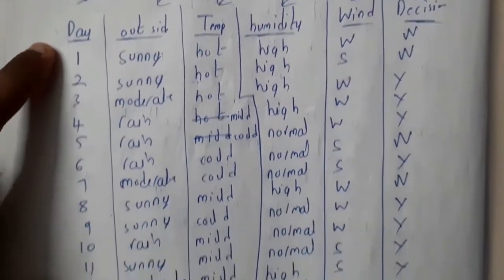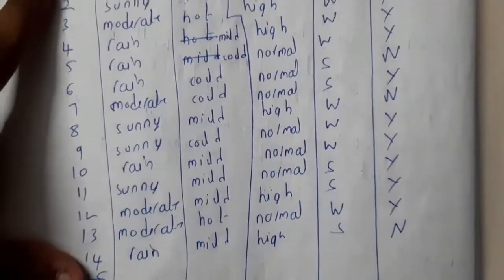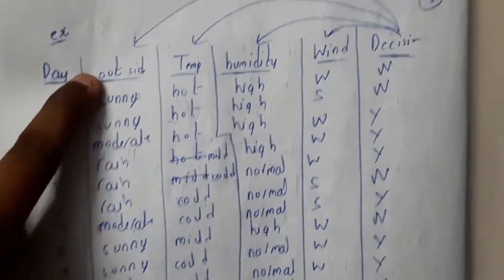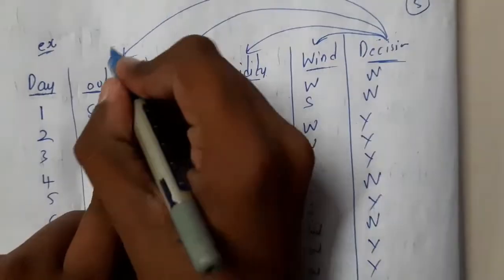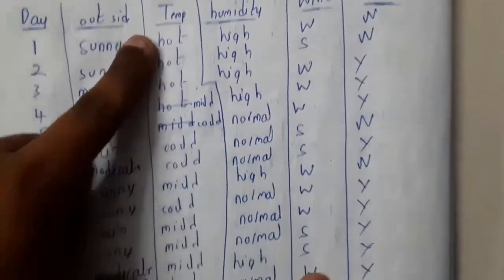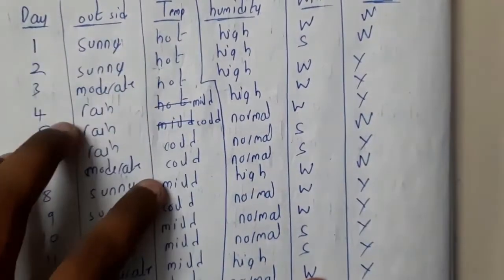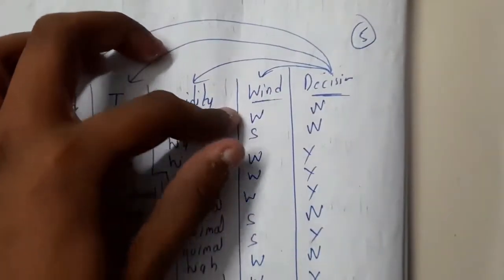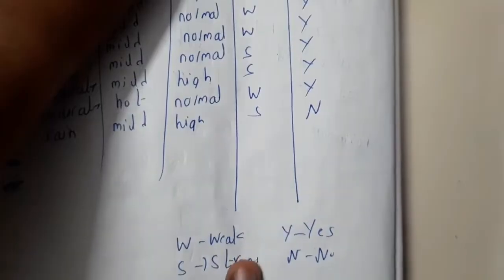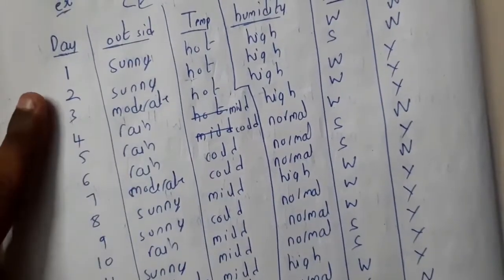So in the question, he gave almost 14 days details, guys. Like what is the outside climate condition? Better climate condition, temperature, whether it is hot, moderate or cold, humidity, whether it is high or normal, and wind, whether it is weak or strong. I wrote W or S here, guys, full forms. So similarly, decision, that is yes or no.